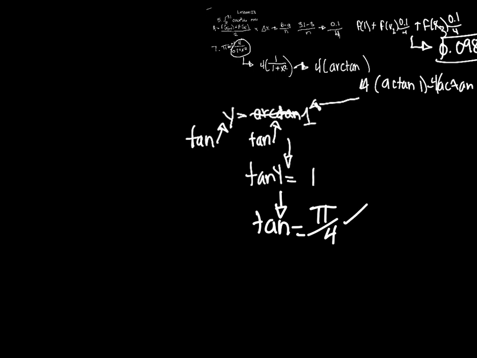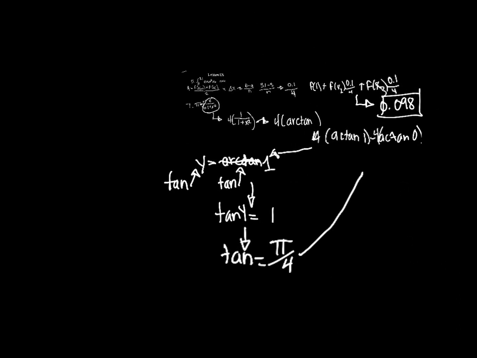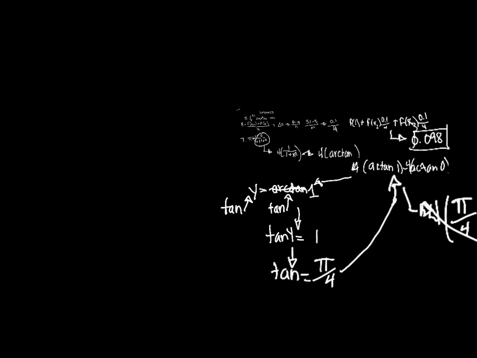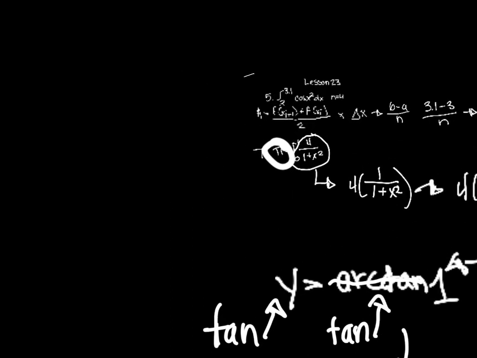Well, we know that tan of y equals 1 when y is pi over 4, right? So now if we apply this information to here, voila, we get pi over 4 times 4. Cross that out, and we get pi, which is what we wanted to prove.